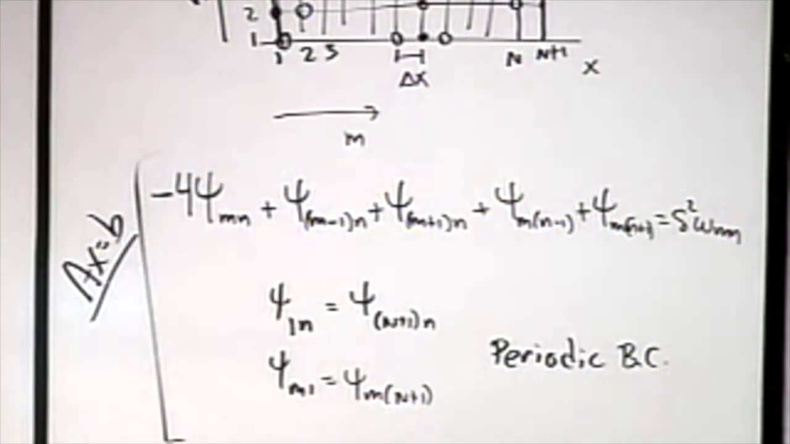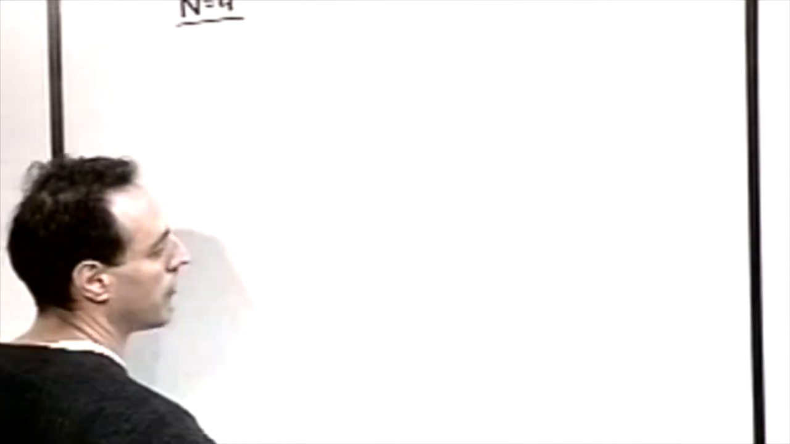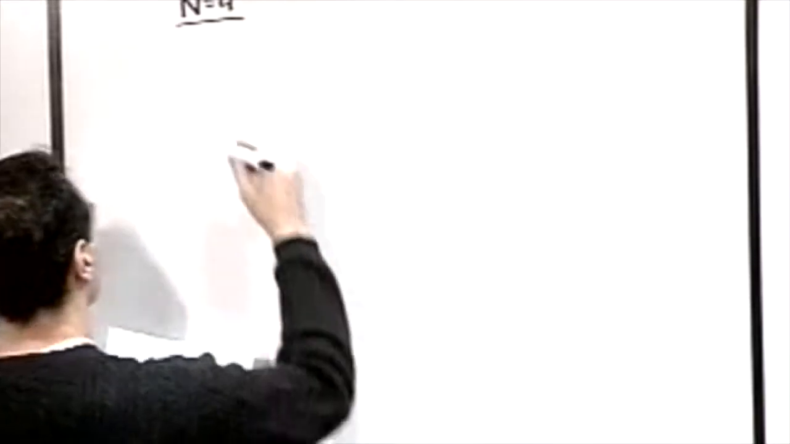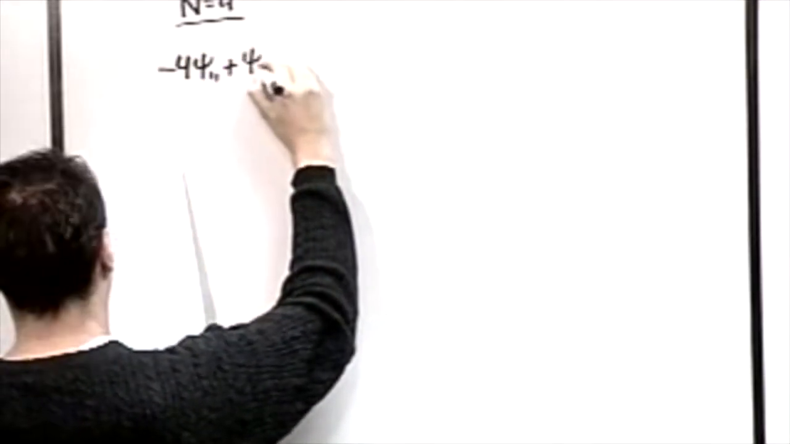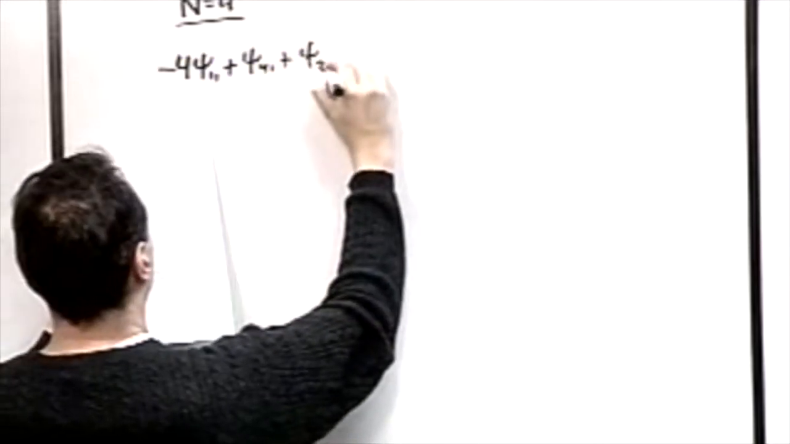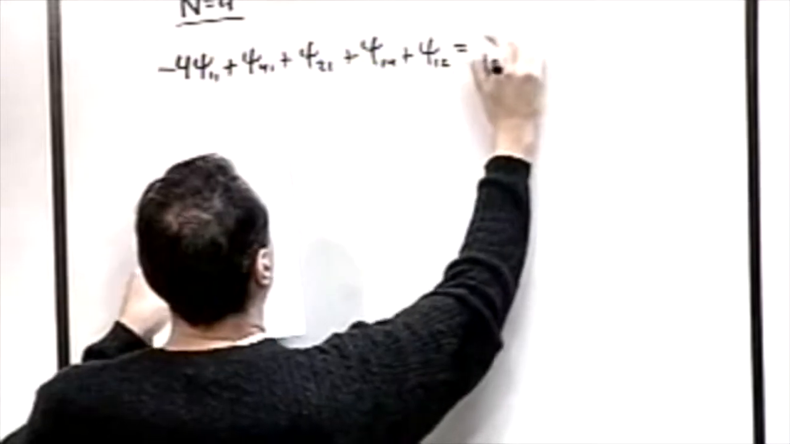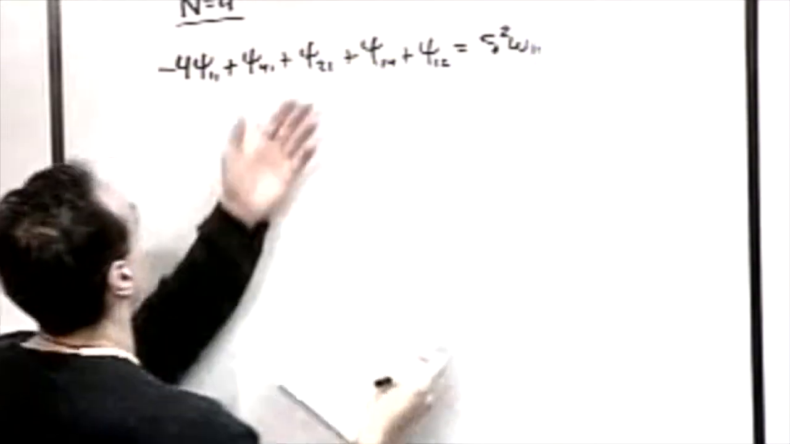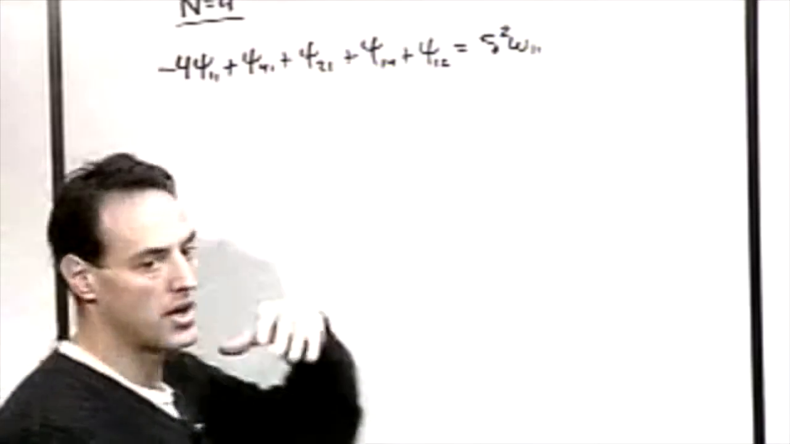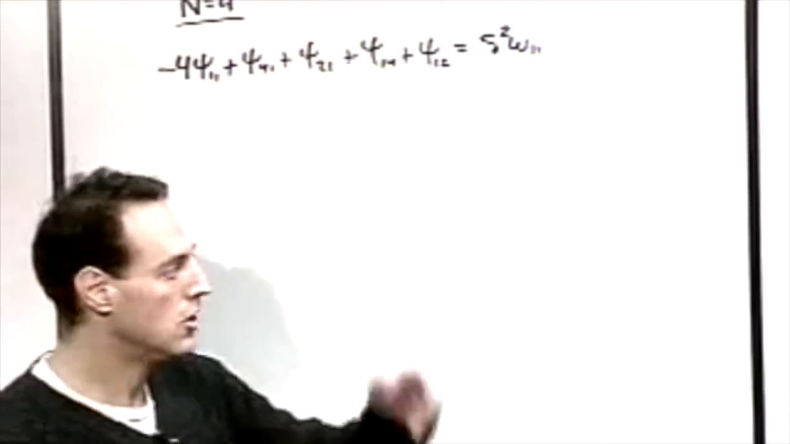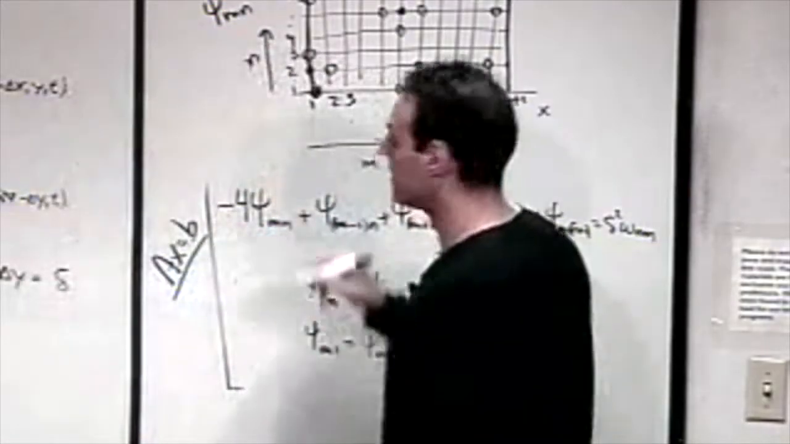So let's start with the n equal 4 case. Let's write down the first few of these equations. If you have n equal 4, I want to write down what some of these equations look like. What does this equation represent? Well, let's go back and look at it. Here, this is when n and m are both 1. So really, it's looking at right here, at that point right there.